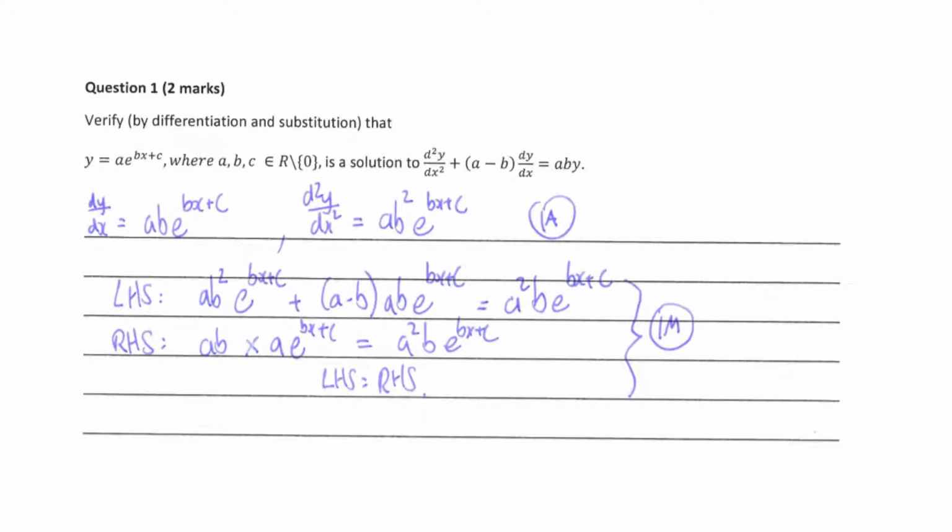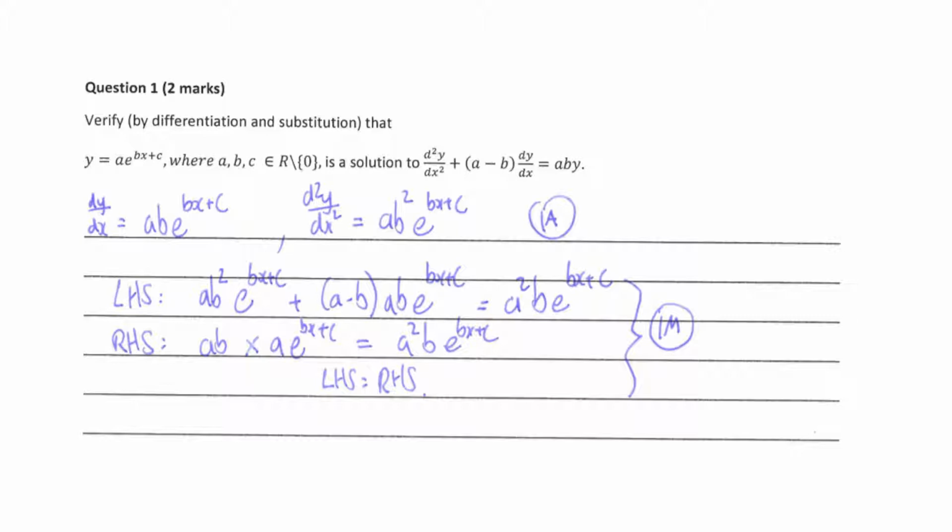Question one was a nice gentle start to the paper. It was a verification paper. It even told you in brackets the technique of verifying. You differentiate and you substitute into the second order DE in this particular case. It's all about matching LHS with RHS.